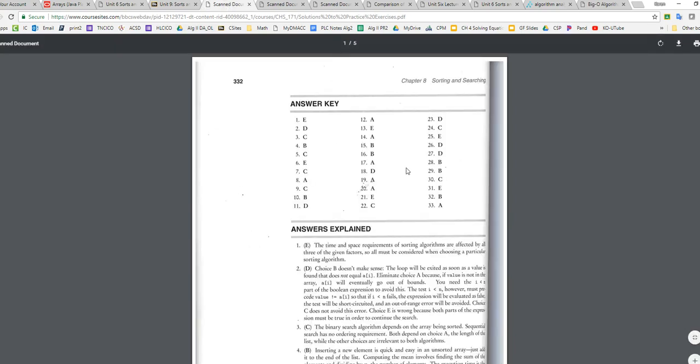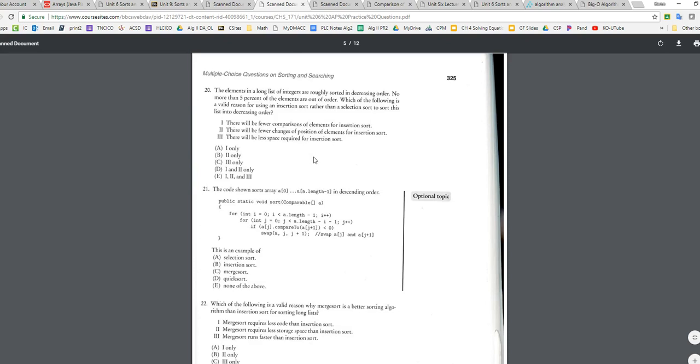I'm just going to peek at the answer. The answer is A. I'm working backwards, and if I take a look at this, A is 1 only. So it says there will be fewer comparisons of elements for the insertion sort. And again, that's not always going to happen, but most of the time it actually will. On the insertion sort, you don't do as many comparisons. But these other two won't necessarily happen when you're doing an insertion sort versus selection.